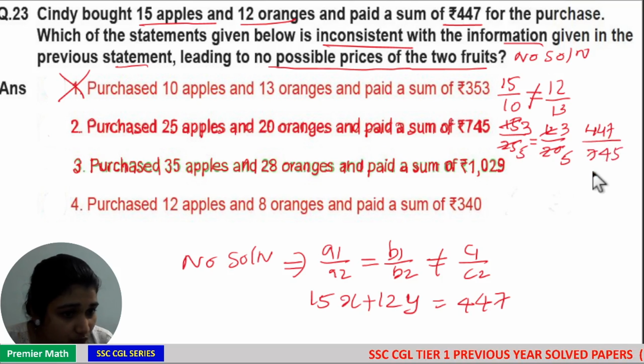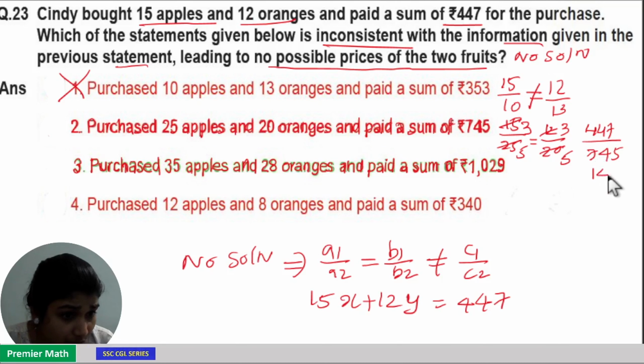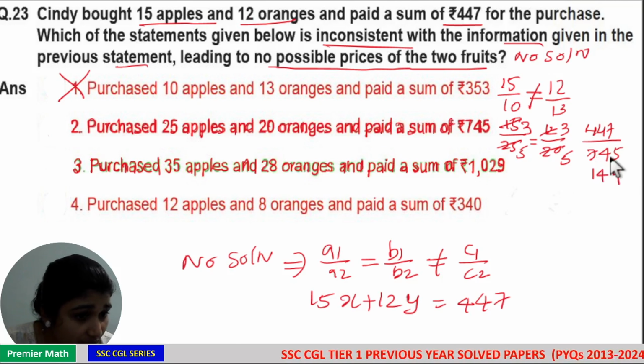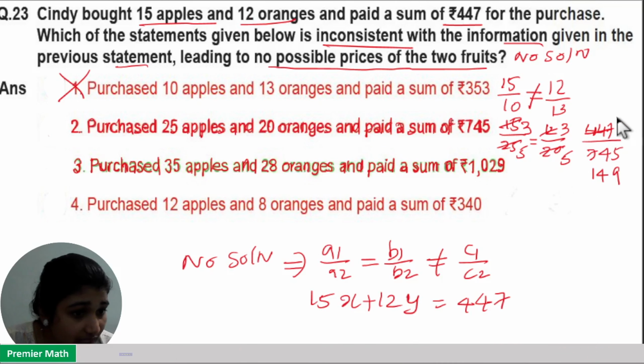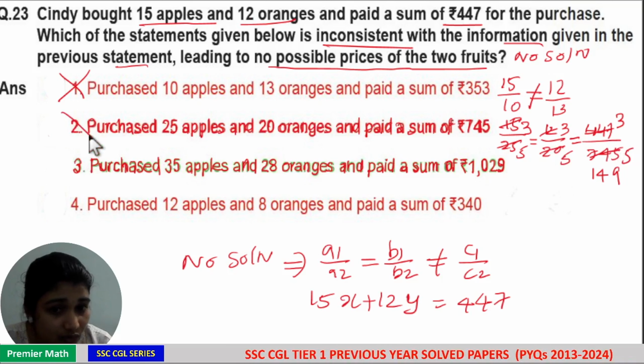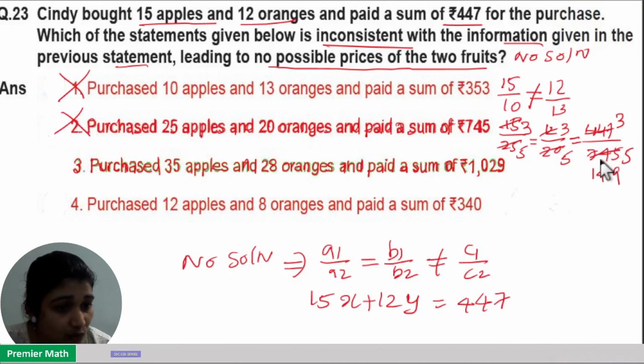Here 5 goes 1 time in 7, 4 times in 20 and 9 times in 45, which means here 5 into 149 is equal to 745, and 149 into 3 is 447. So here 149 goes 5 times in 745. So this is also equal. So all are equal. So option 2 is also eliminated. We need it not equal to c1 by c2, but here it is equal to c1 by c2.